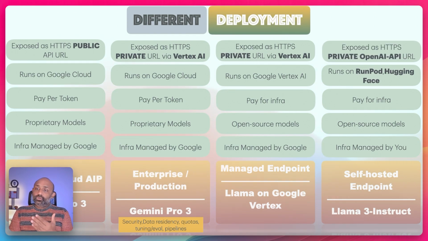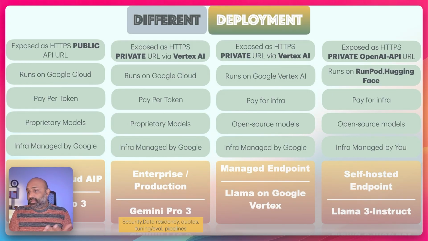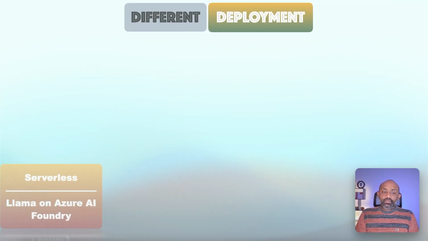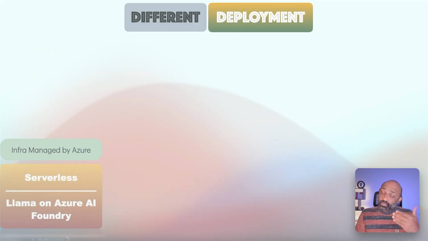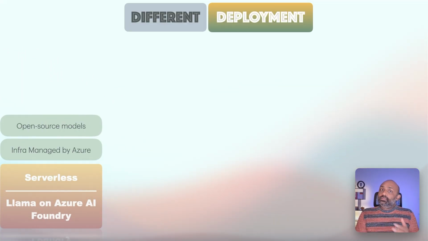In this case also, we get a private URL, which is OpenAI compatible, or it could be a general HTTP REST API also. So the next option is serverless. Serverless is similar to the self-hosting option, but the only difference is the infrastructure is managed by the vendor. In our self-hosting option, we manage the infrastructure. Since it is serverless, the infrastructure scaling up, down, all these things are managed by the vendor.